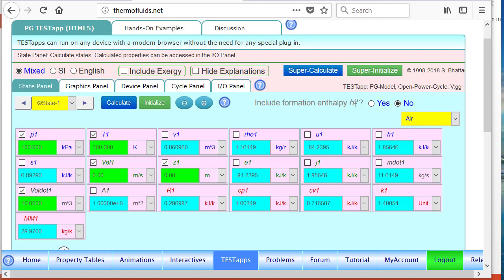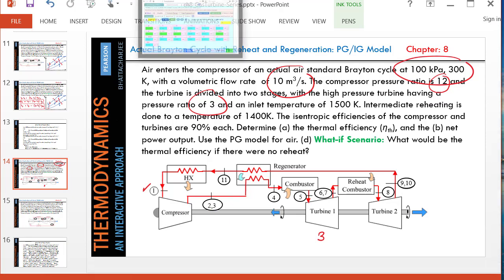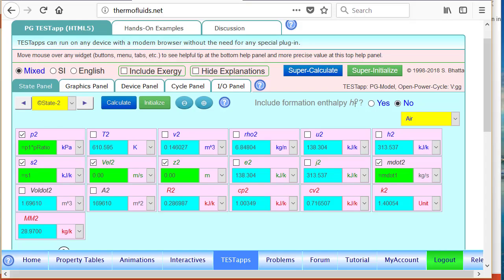Okay, so now let's go to state 2. Recall state 2 is the isentropic state at the exit of the compressor. So we'll go back and forth between the schematic and the calculation. So what we see here is that pressure is given in terms of pressure ratio, and entropy must also be equal, s2 equals s1.